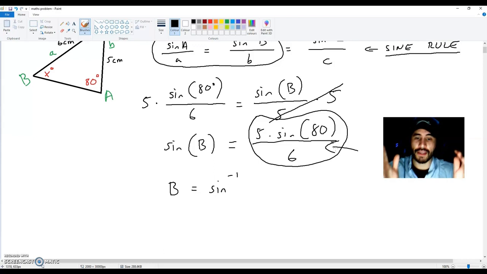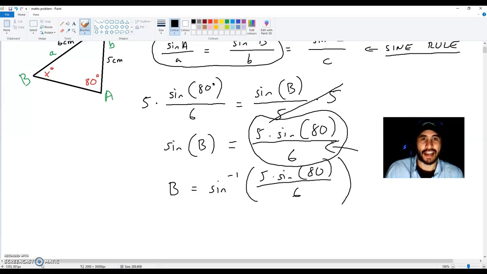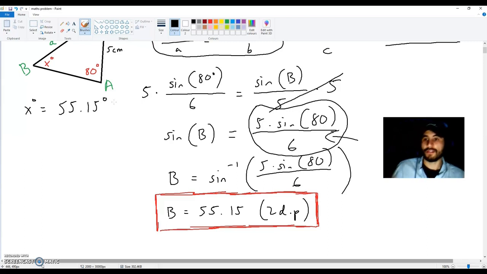So B is going to be equal to arcsine of 5 times sine 80 over 6, in brackets. Now I'm going to perform this calculation on my calculator. My result is B equals 55.15 to 2 decimal places. This means that x is equal to 55.15. So x degrees is equal to 55.15 degrees to 2 decimal places. Okay, so we've solved the first part of our problem.